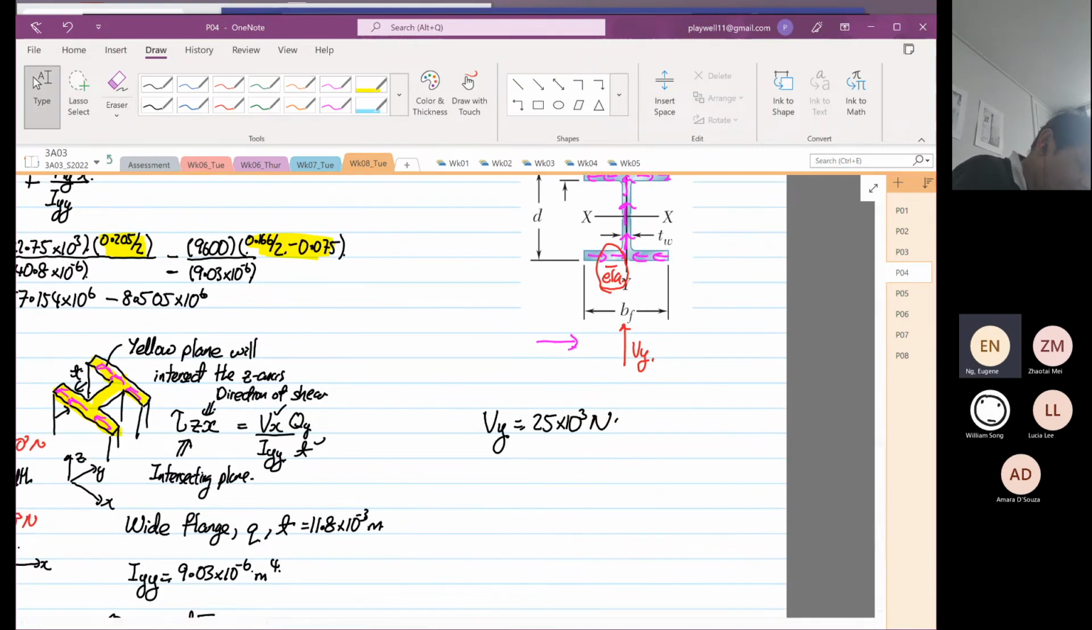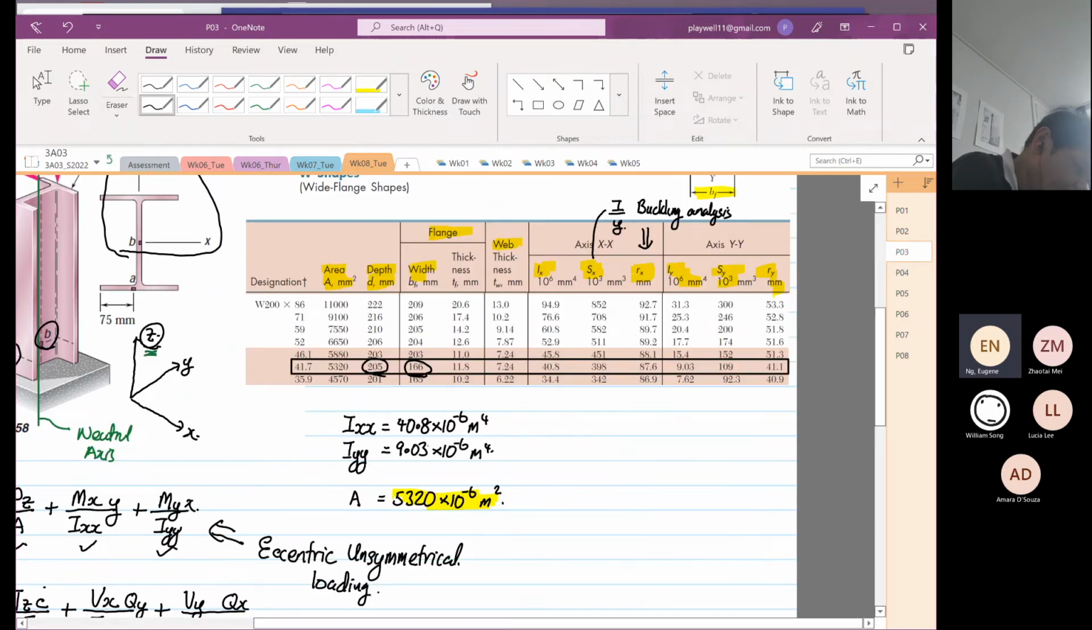So we know that the thickness is also equal to 11.8, right? And we know that Ixx now, right? So we go and look at Ixx. Our Ixx is 40.8 times 10 to the power minus 6.